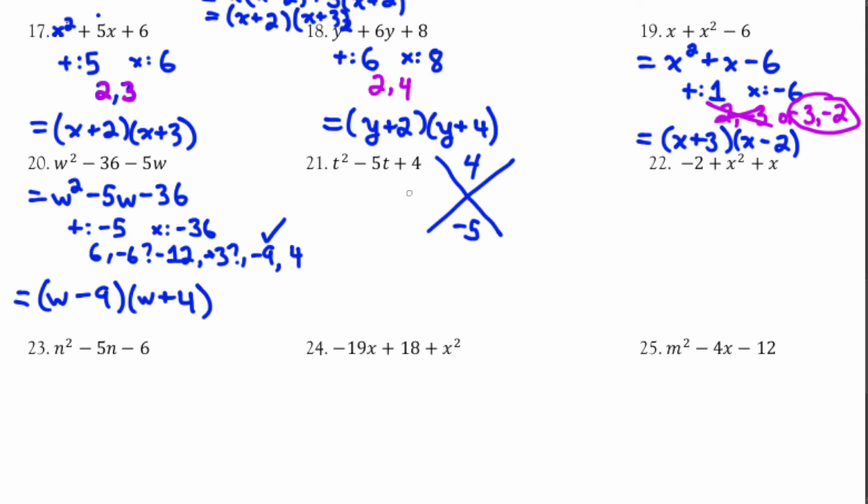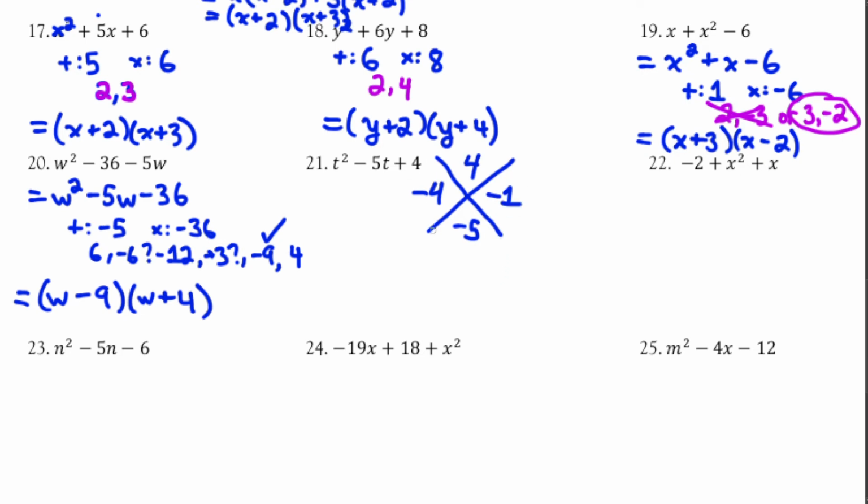What kinds of numbers multiply to 4? I mean, 2 times 2 is 4. But 2 plus 2 is not negative 5, so it's not 2 and 2. If you need the numbers to add up to negative 5, they must both be negative. So I guess maybe, oh no, negative 2 and negative 2 doesn't work. I guess it's negative 4 and negative 1.